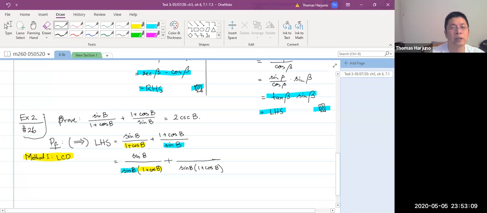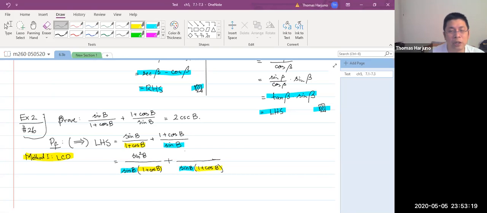Sine squared B. Okay, now on the second fraction, I already have sine B. I need to multiply by 1 plus cosine B. Originally, I have 1 plus cosine B, but I need to multiply by another 1 plus cosine B. So I get this.